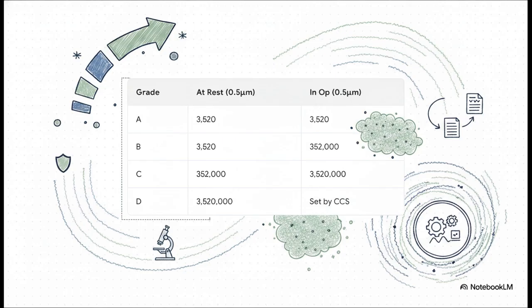Grade B jumps to over 350,000. Grade C jumps to over 3.5 million. And for grade D in operation, well, those limits aren't just a static number you can pull from a chart. They're actually set by your own contamination control strategy and quality risk management principles.